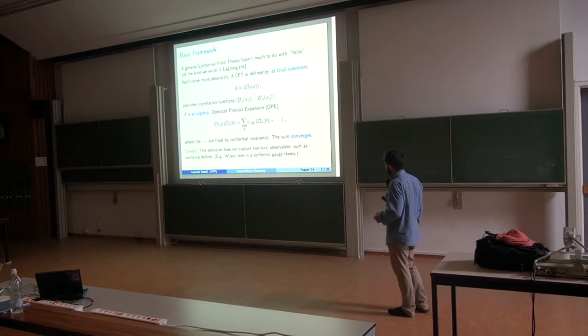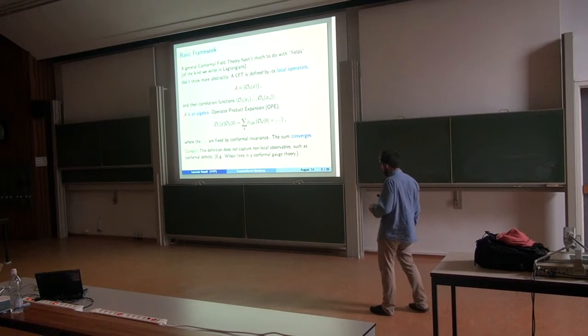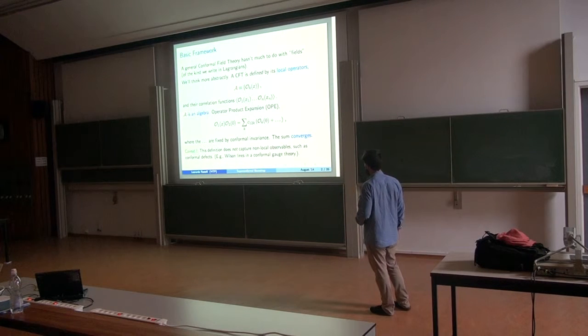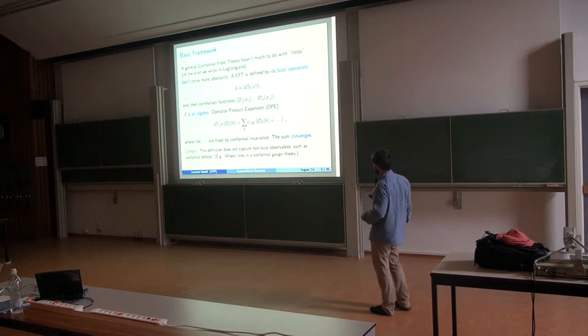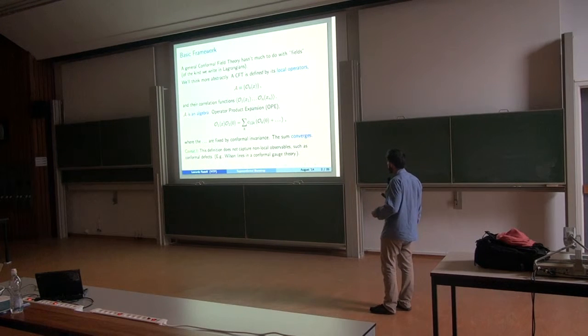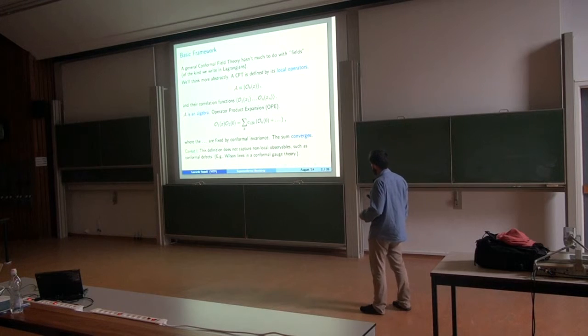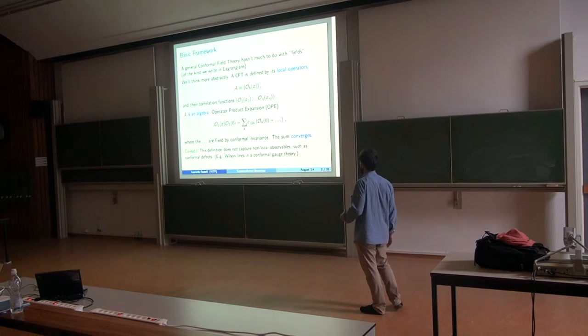A small caveat, we are willfully ignoring non-local observables, which do play, of course, an important role in physics. So, for example, Wilson lines in a conformal gauge theory are not captured. Obviously, they're not local operators, they are line operators. And more generally, we are ignoring all sorts of interesting observables, such as defects and boundaries. But as a first look at the problem, surely this is already a very rich system.